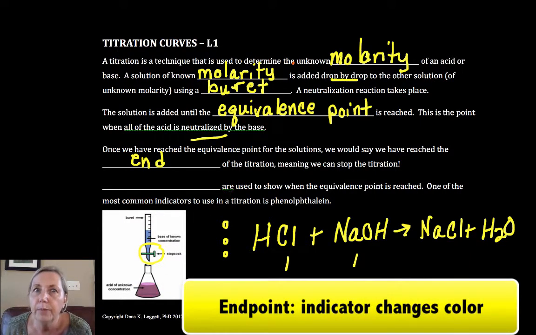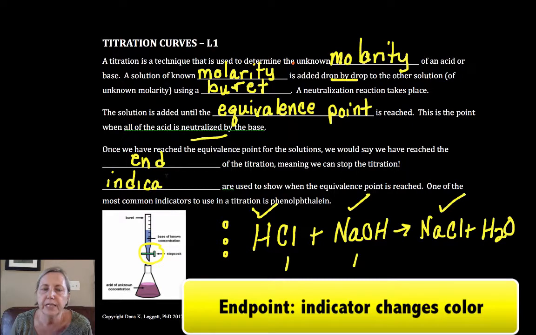But there's a problem with this. HCl, clear and colorless. NaOH, clear and colorless. Sodium chloride, clear and colorless. I hope you get the idea. You know, everything just looks like water being added to water. So how do we know when we're at the end? Well, that's where we would use an indicator.